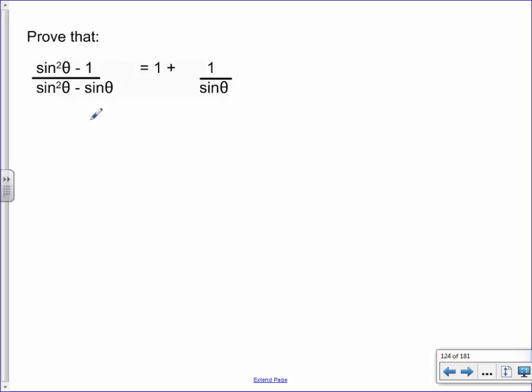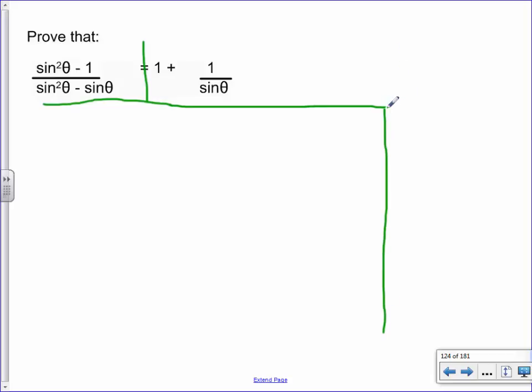So I guess I'll do it more like this. This will be the 1 plus 1 over sine theta. I feel like that's the easier side, so I'm going to leave that side. And I'm going to mess around with this side right here. Anybody notice anything useful you can do right here?